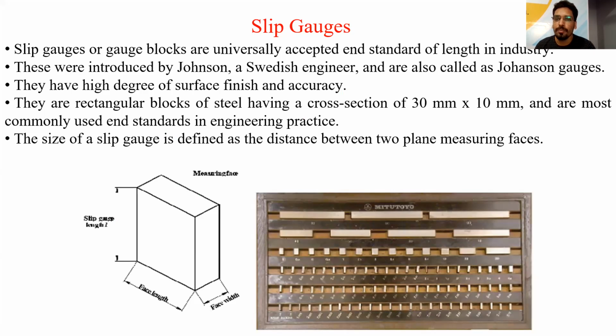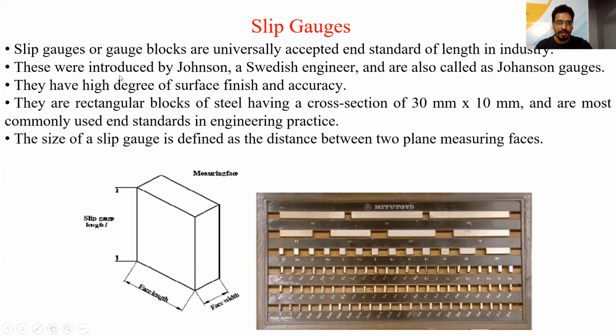They are rectangular blocks of cross section 30 mm into 10 mm, and they are commonly used and standard in the engineering field. They are also used for angular measurement. If we do angular measurement using a sine bar, there we use slip gauges. The size of a slip gauge is defined as the distance between two parallel faces.